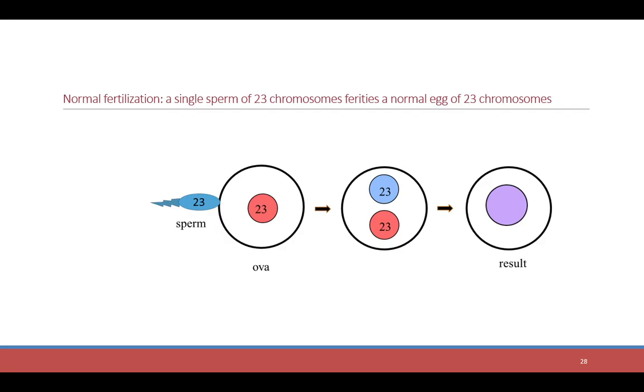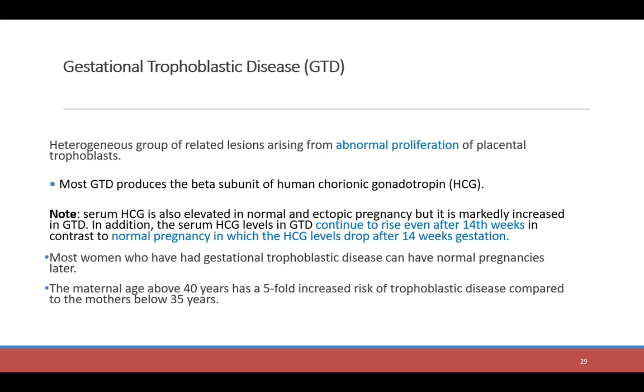Usually fertilization is one sperm, one ova, 23 chromosomes each, and it results in 46 chromosomes. This is to prepare for gestational trophoblastic diseases. It's abnormal proliferation of the placental trophoblast. So gestational trophoblastic disease, GTD, is abnormal proliferation of placental trophoblast. Mostly gestational trophoblastic diseases produce beta-HCG. Remember, beta-HCG is a product of GTD.